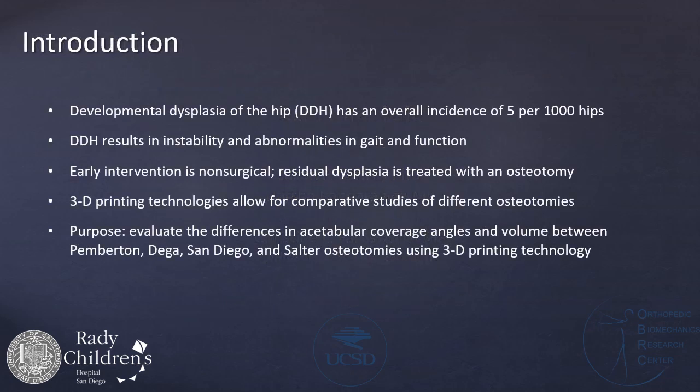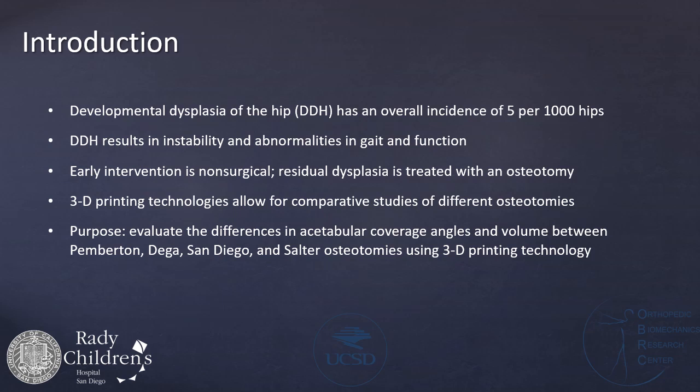As an introduction, developmental dysplasia of the hip is a common pediatric disorder with an overall incidence around 5 per 1,000 hips, with 80% affecting females. The dysplasia results in instability and abnormalities in gait and function. The aim of treatment for developmental dysplasia of the hip is concentric reduction of the hip.